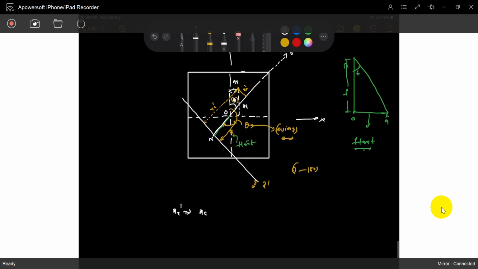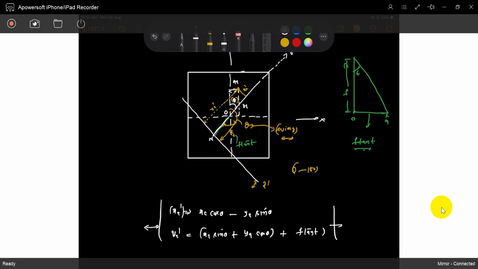So the new coordinates: xa new is xa cos theta plus ya sin theta, and ya dash will come as minus xa sin theta, what we discussed in radial stress and normal stress, plus ya cos theta plus f tan t. These are the new coordinates. So this is called f tan t. That's why f tan t will come every time.